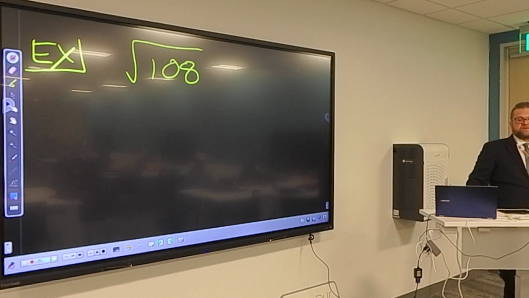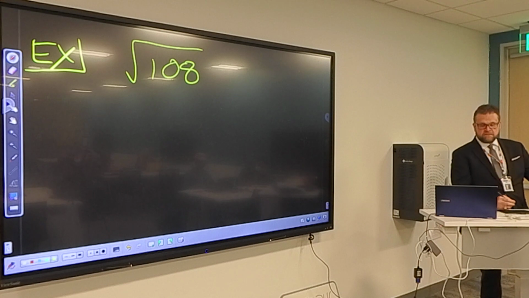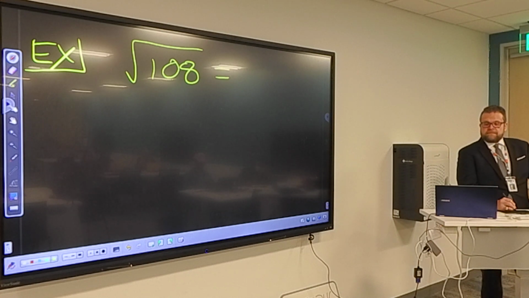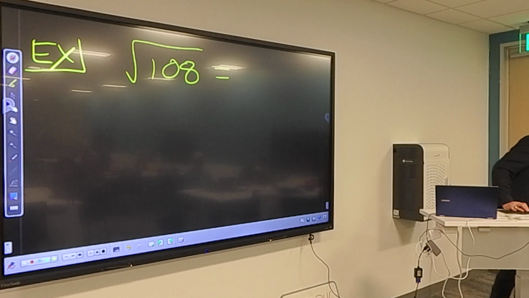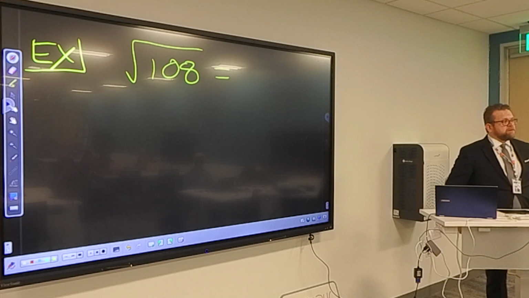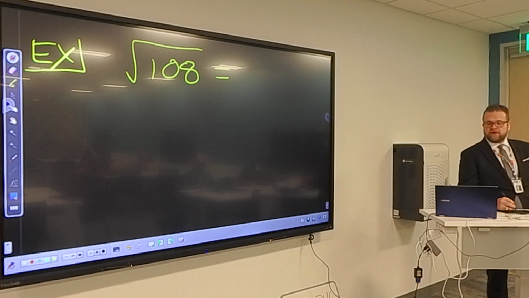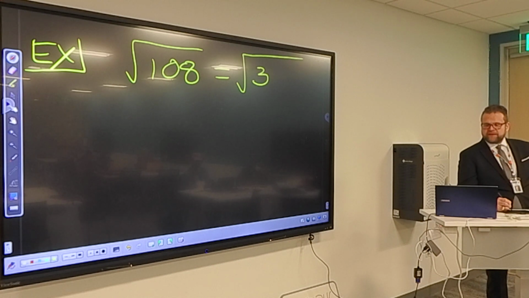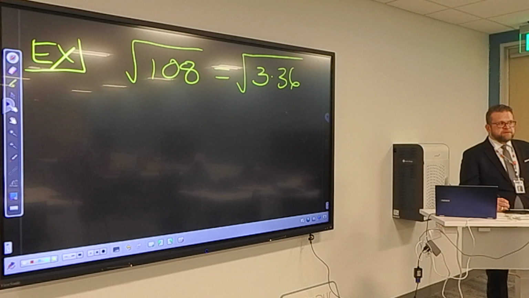We can simplify things that are not perfect squares. What is this divisible by? 3. This is divisible by 3. How come? 8 plus 1, which is divisible by 3. Therefore, 108 must be divisible by 3. So I can write that 108 as 3 times some number. It's 3 times 36.